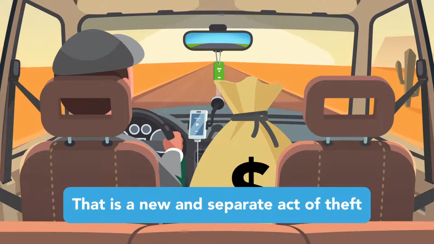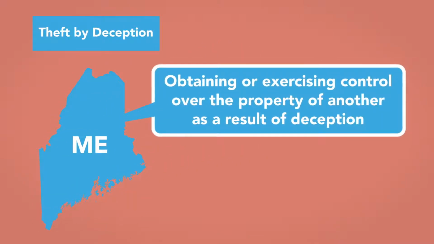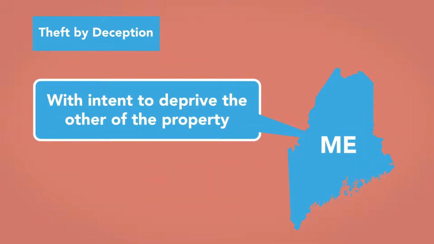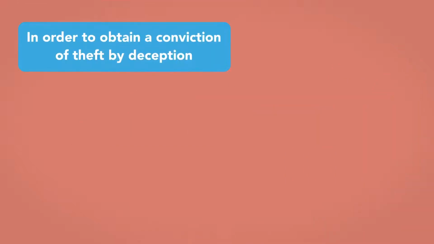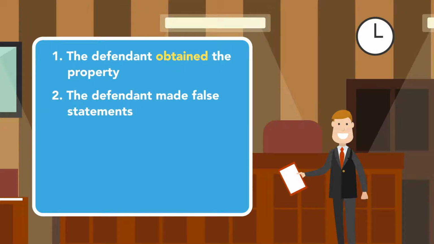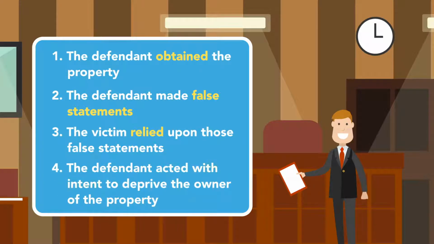of theft. Maine defines theft by deception as obtaining or exercising control over the property of another as a result of deception and with intent to deprive the other of that property. Thus, in order to obtain a conviction of theft by deception, the prosecution must prove: 1. The defendant obtained the property, 2. The defendant made false statements, 3. The victim relied on those false statements, and 4. The defendant acted with intent to deprive the owner of the property.